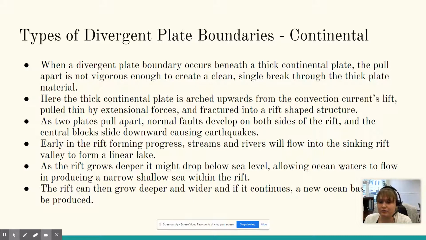Early in the rift forming process, streams and rivers will flow into the sinking rift valley to form a linear lake. As the rift grows deeper, it might drop below sea level, allowing ocean waters to flow in, producing a narrow, shallow sea within the rift. The rift can then grow deeper and wider, and if it continues, a new ocean basin can be produced.